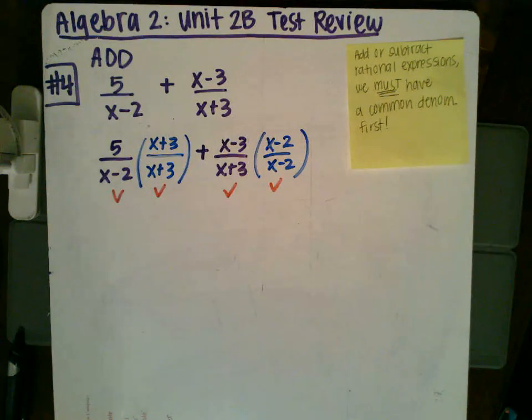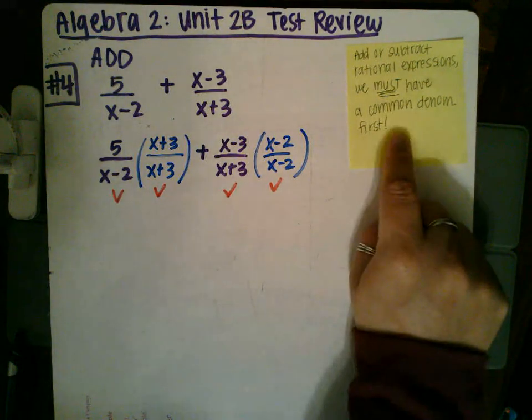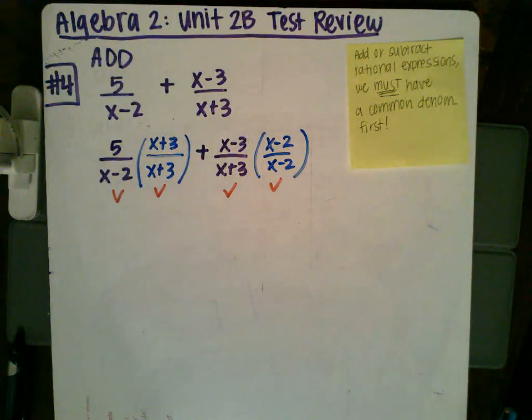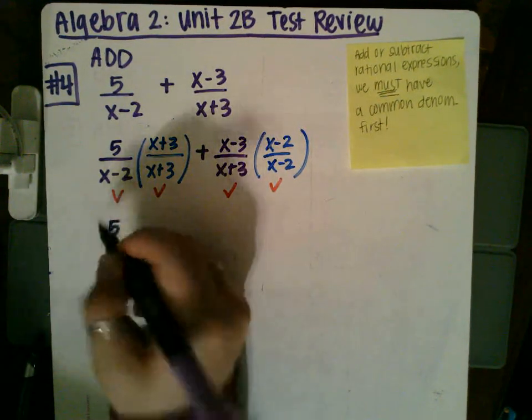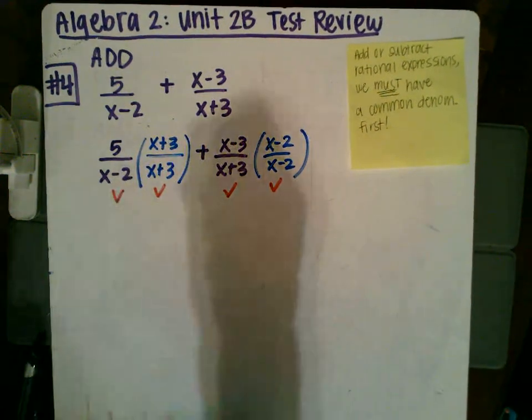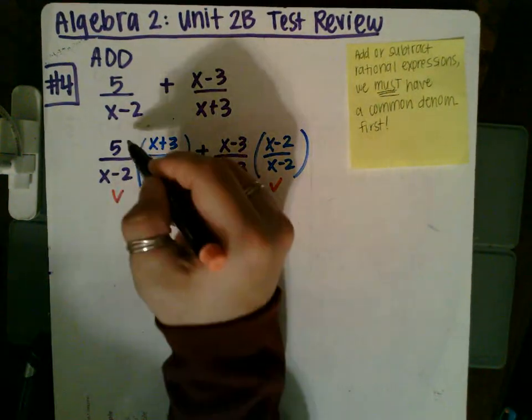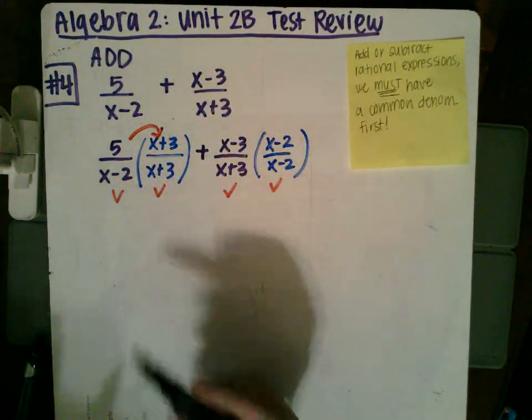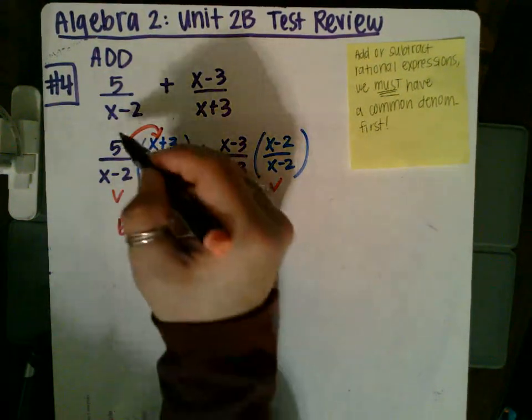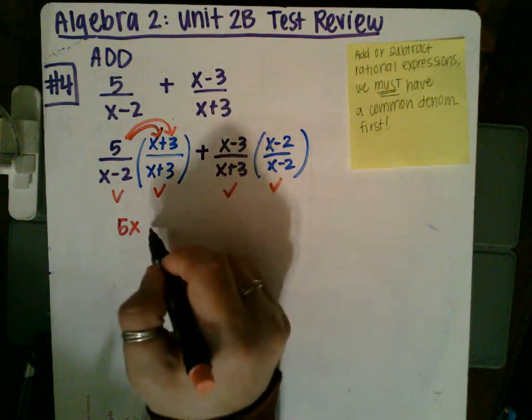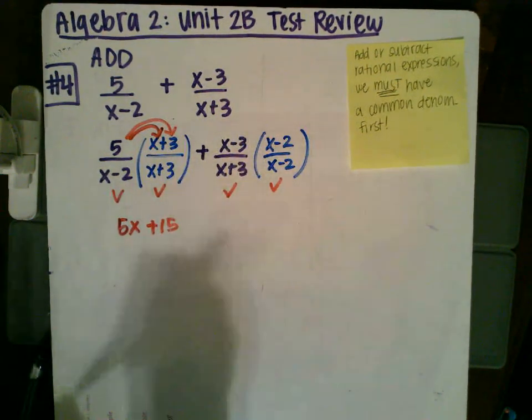So now, we must have a common denominator first, comparing apples to apples. So now we actually get to do a little bit of math. So we're going to take our numerators and simplify them and keep them over our common denominators. So 5 times, actually I'm going to do this all together. Okay, 5 times x is 5x, and 5 times positive 3 is positive 15.